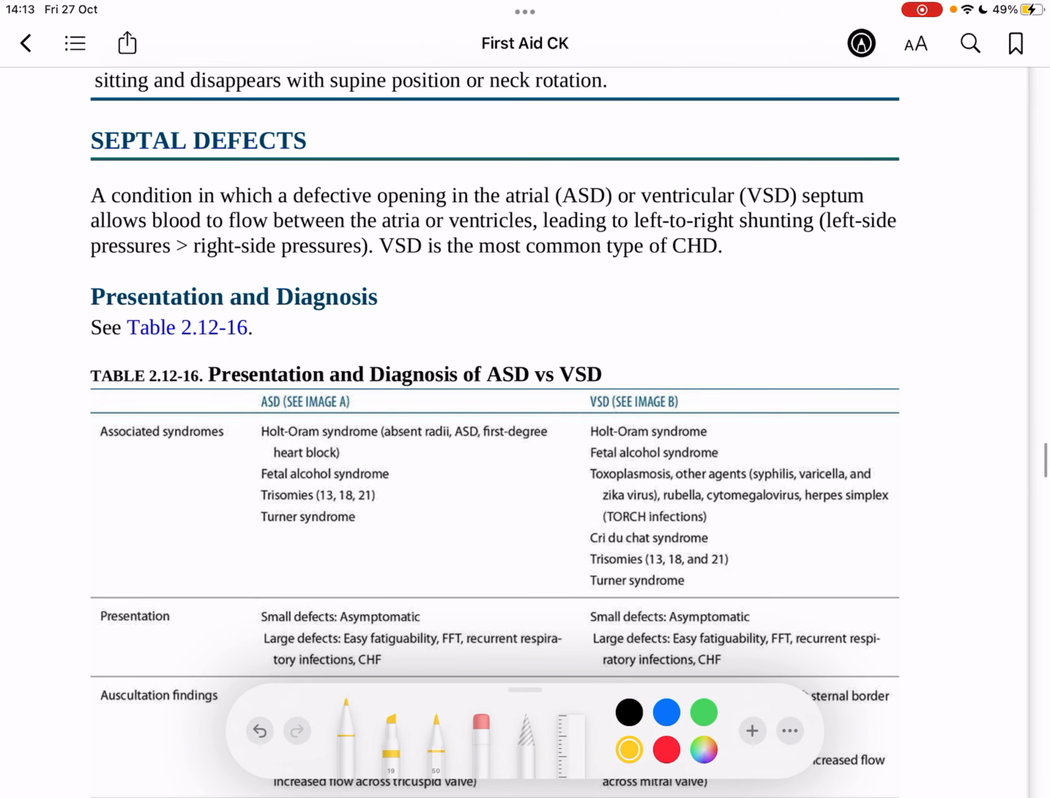So let's discuss some of these acyanotic diseases. Let's discuss first the septal defects. So this is a condition in which we have a defective opening in the atria, the ASD, or the ventricle, the VSD, the ventricular septal defect. And this allows blood to flow from the atria or the ventricles from the left side to the right side. So we get a left-to-right shunt.